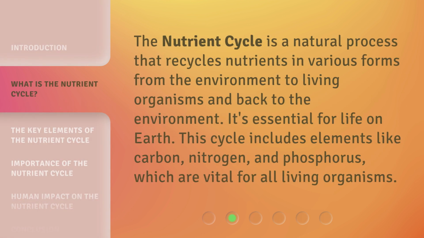The nutrient cycle is a natural process that recycles nutrients in various forms from the environment to living organisms and back to the environment. It's essential for life on Earth. This cycle includes elements like carbon, nitrogen, and phosphorus, which are vital for all living organisms.